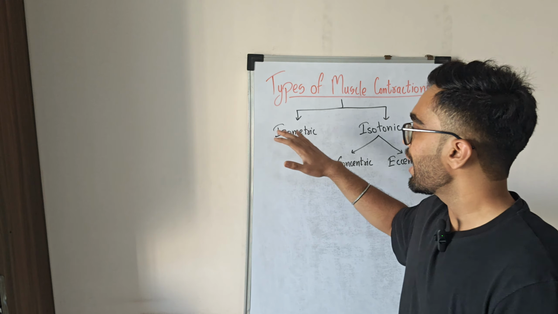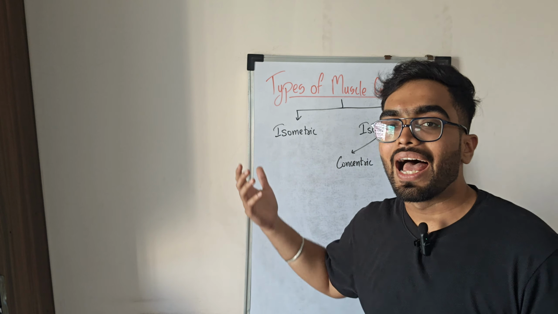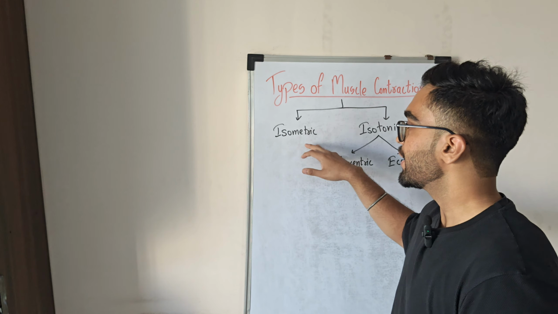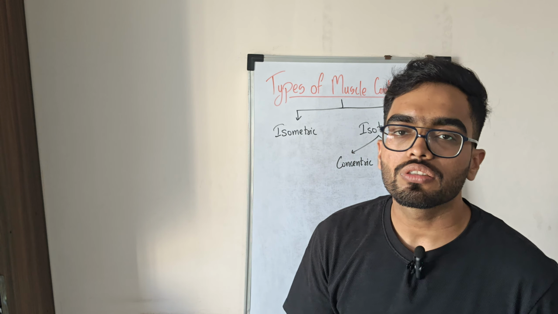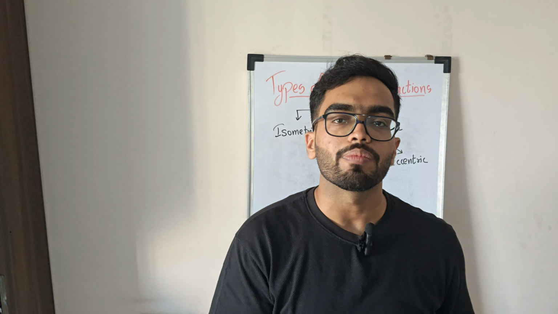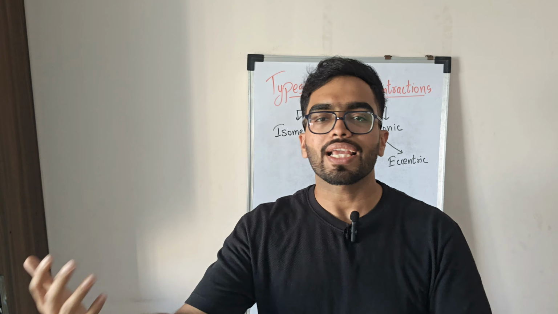So starting with the isometric muscle contraction. As the name suggests, isometric, there is no change in the length of the muscle. So what changes? It's the tone of the muscle. Let's take an example.